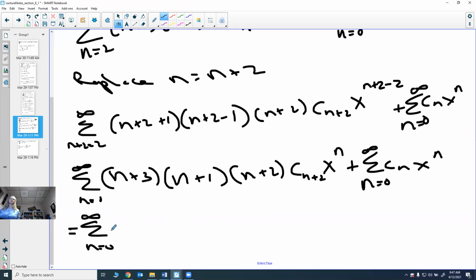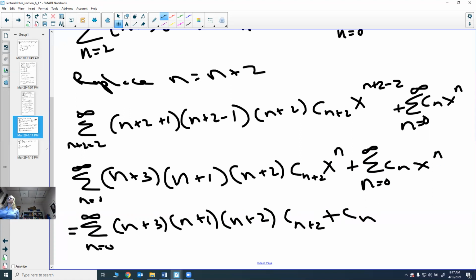Because now what I can do is take them under the same summation. They both start at the same place. We have n plus 3 times n plus 1 times n plus 2 times c sub n plus 2, then times x to the n, but then we also have this plus c sub n times x to the n, and so we know we can pull the x to the n out. And so this is n plus 3, n plus 1 times n plus 2 times c sub n plus 2, plus c sub n. This is your coefficients of your x to the n, of your power series. This is what your coefficients are equal to. And so it allows us to get that information and get us to that state.